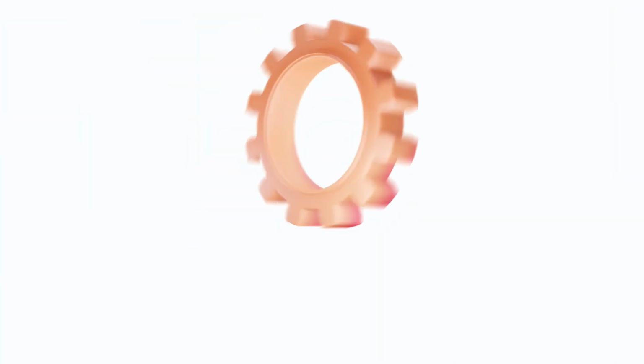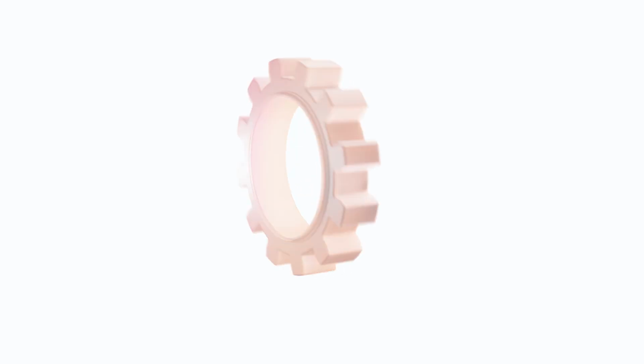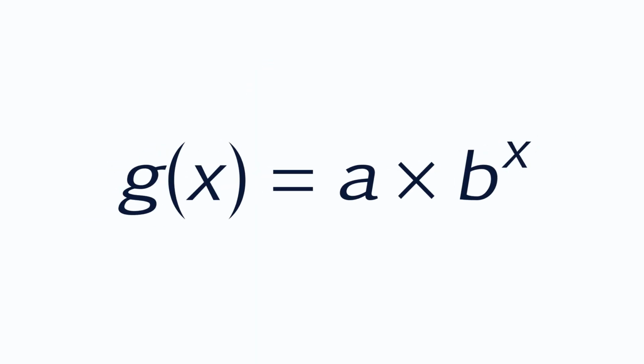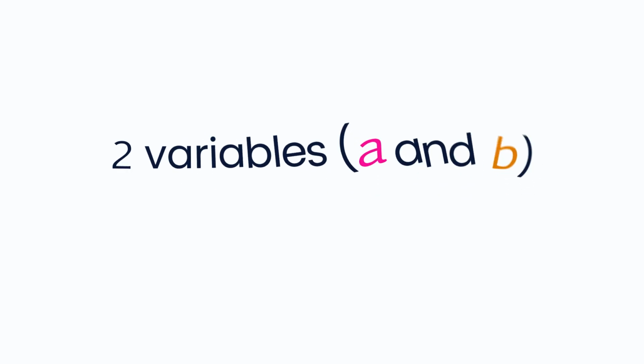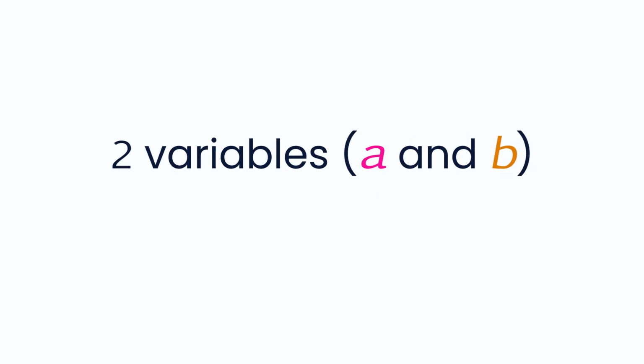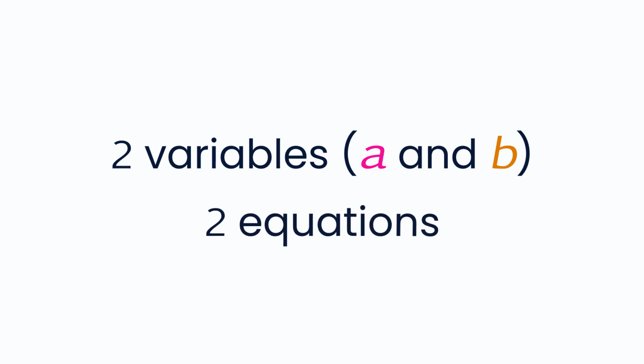Let's look at another example. You have an exponential function g of x. You know that the points 1, 9 and 2, 3 are both on the graph of g of x. You want to find b. Since you need to find two variables, you need two equations. So you'll be solving a system of two equations.